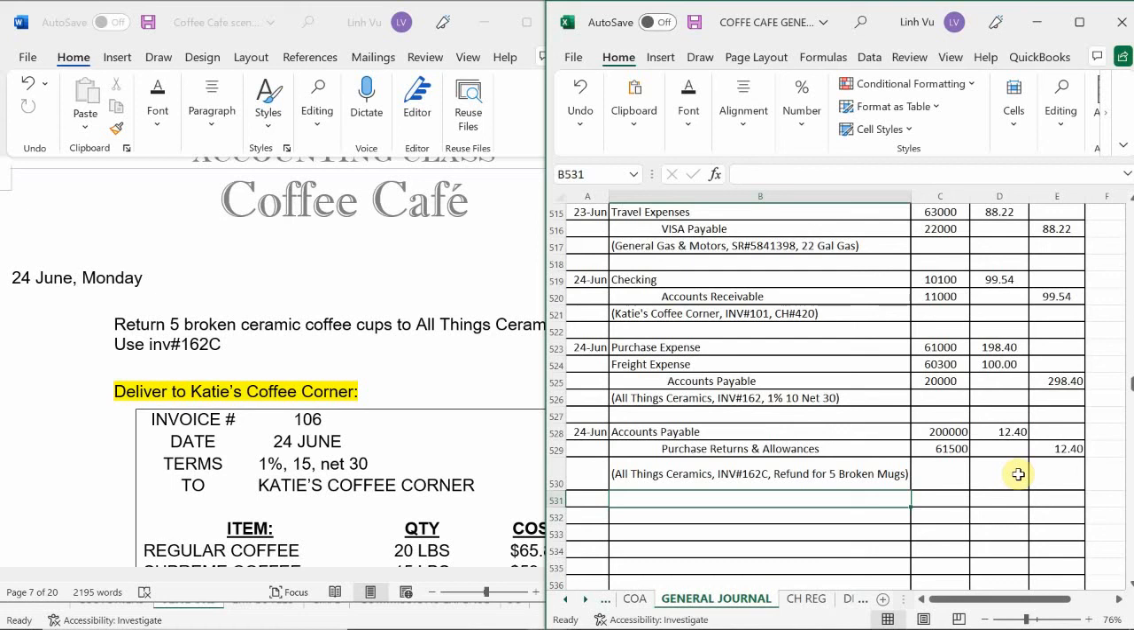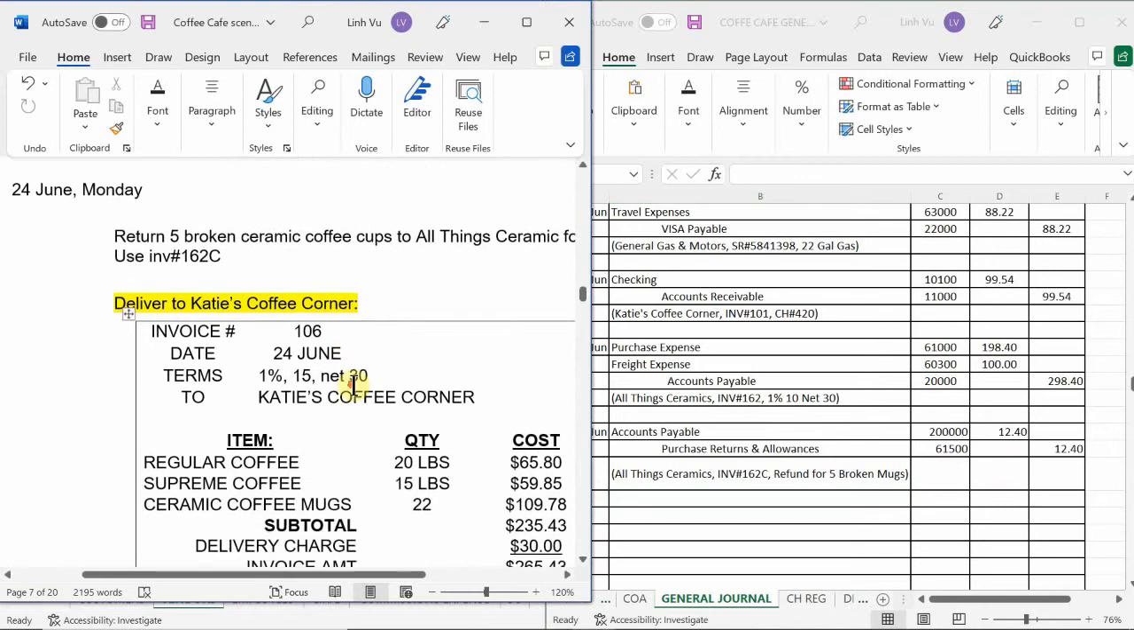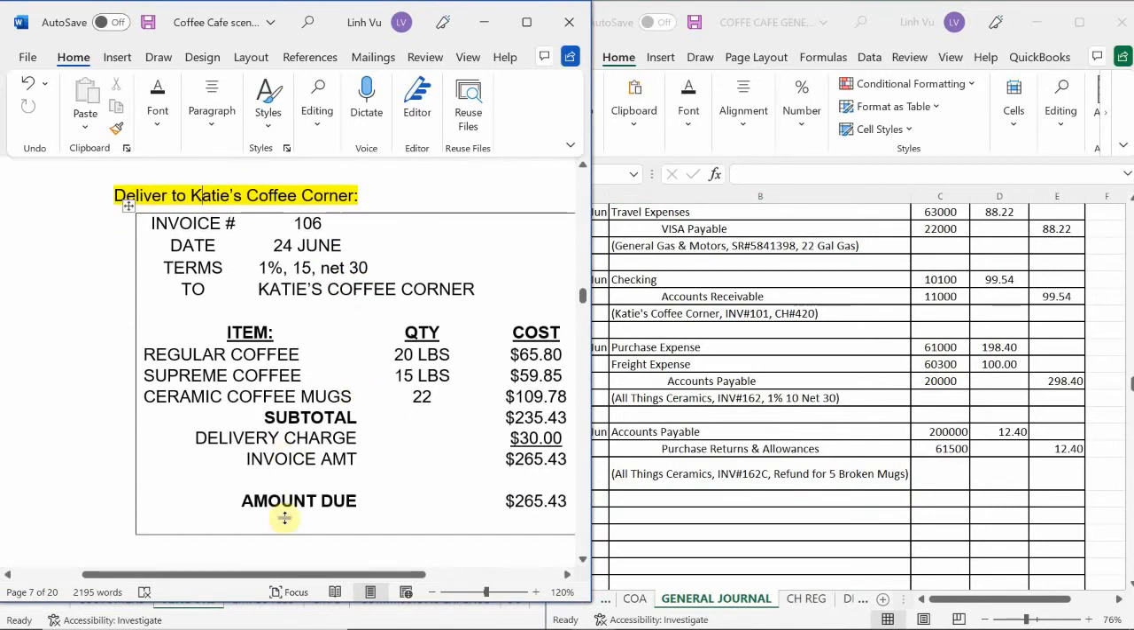All right, so let's see. The last thing that we did when we last left off was we received a vendor credit, right? Because we refunded 5 broken coffee mugs, so we adjusted everything. So now here we need to deliver to Katie's Coffee Corner.